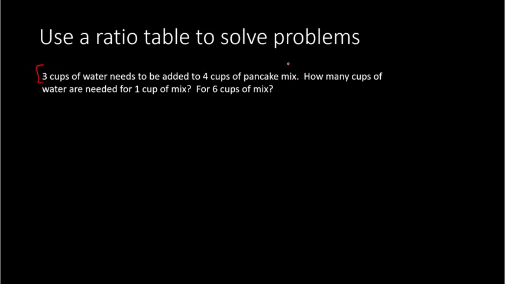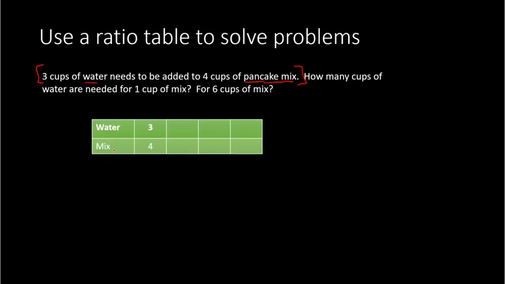3 cups of water goes with 4 cups of pancake mix. So we have water and we have pancake mix. So in our table that we create, we can have 1 row with water and 1 row with pancake mix. And we're told that 3 cups of water is needed for 4 cups of mix. So we can plug in a 3 and a 4 into the table. Okay, so from here, we can use this information to figure out how many cups of water are needed for 1 cup of mix, and then how many cups of water are needed for 6 cups of mix.